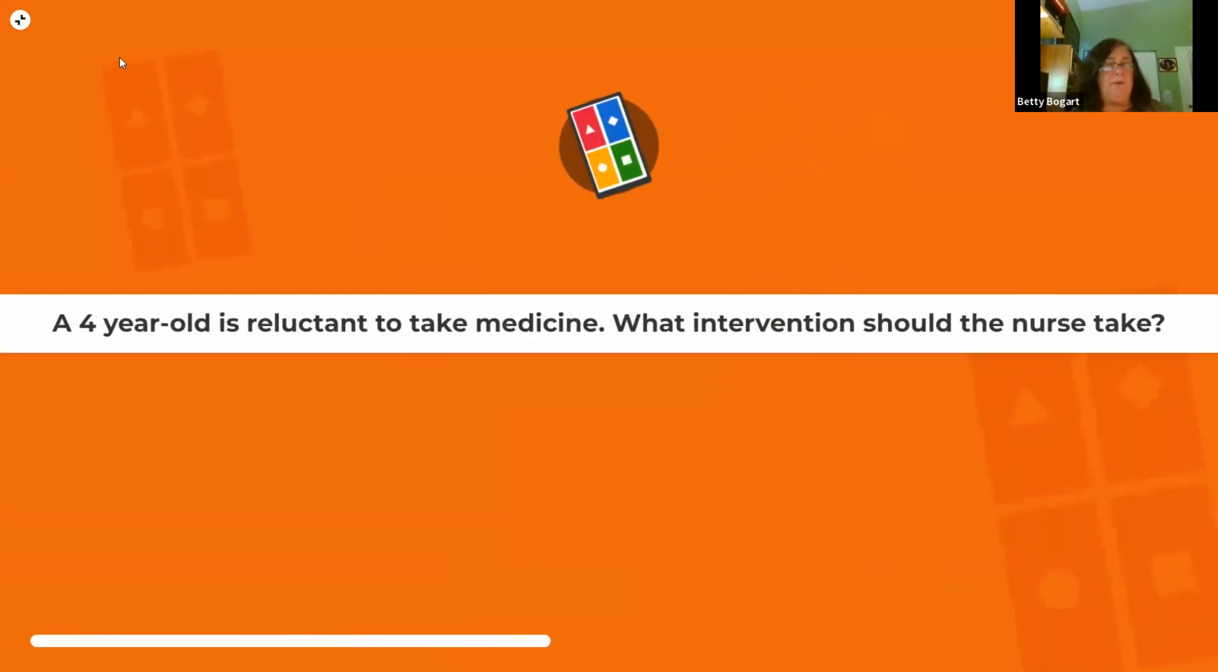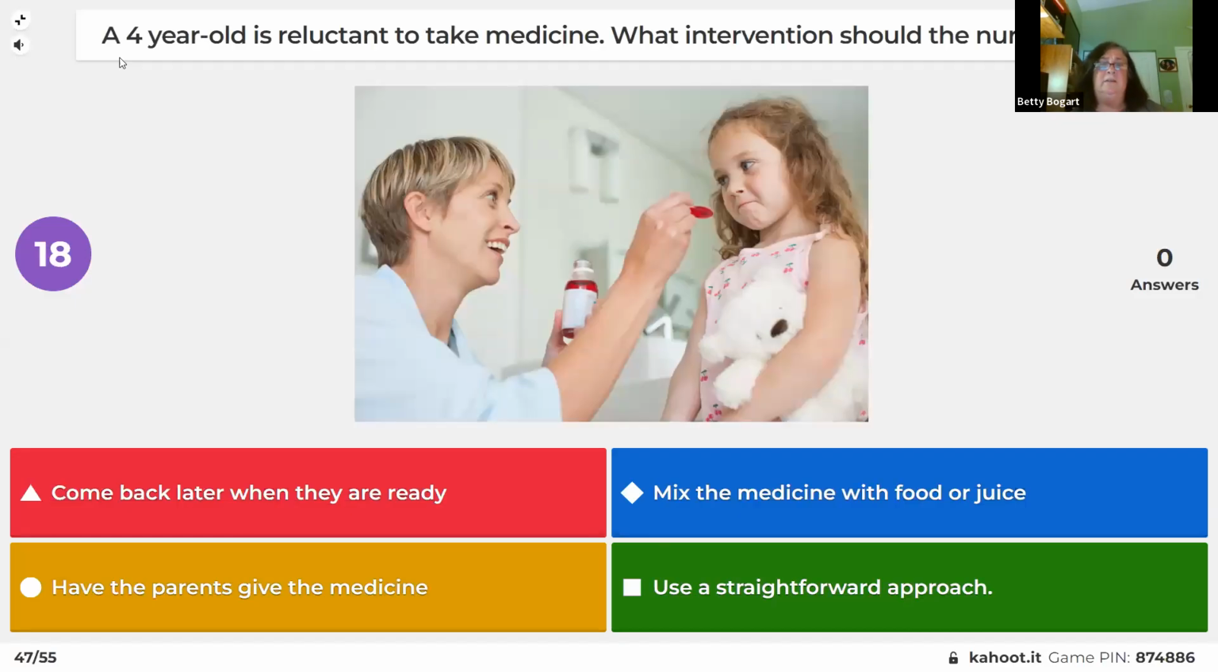A 4-year-old is reluctant to take medicine. What intervention should the nurse take? 4-year-olds, if they don't want something, it's going to be difficult.